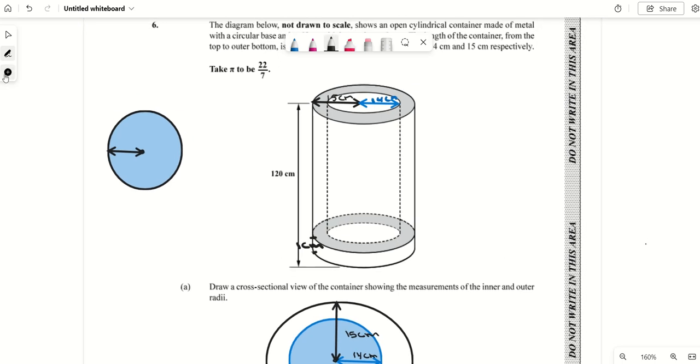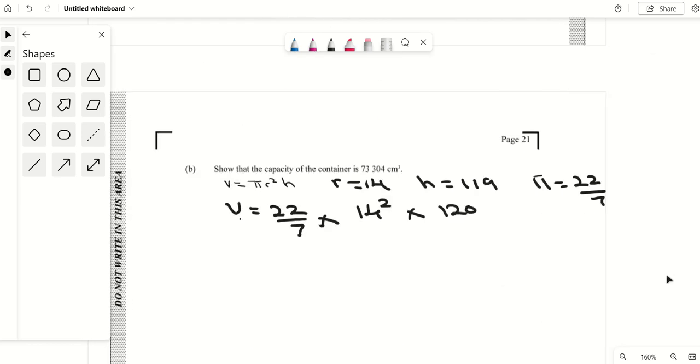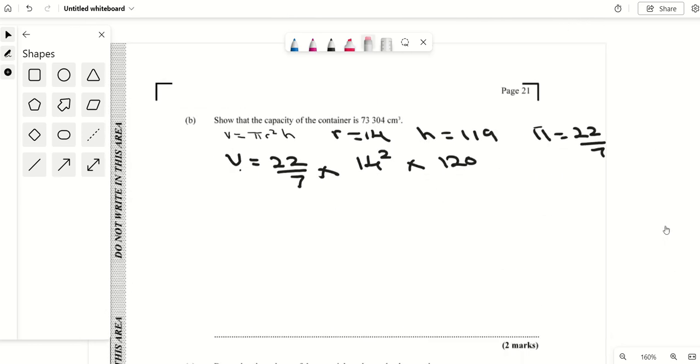But that 1 centimeter is not included in our inner cylinder. So if we look at the height from here to here, for our inner cylinder that would be 120 minus 1, which is 119 centimeters. So we are going to change this: the radius is 14, the height is 119, and pi is 22 over 7.